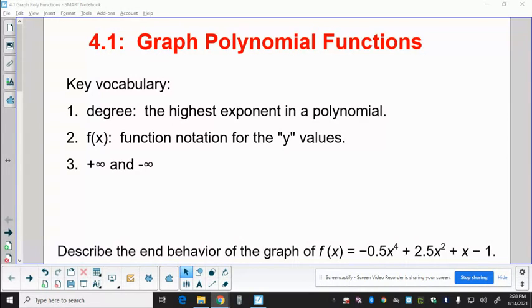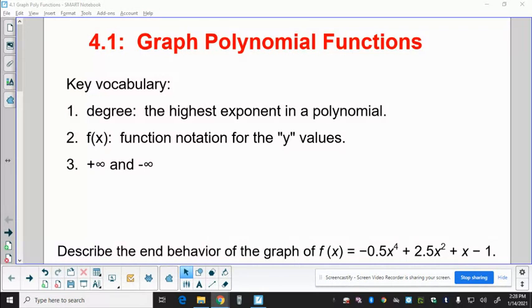First one, number one, the degree of a polynomial. So a polynomial is something that has many terms with it, like a monomial, binomial, trinomial, etc. Could have many terms, but the degree would be the highest exponent that you see in the polynomial. So remember that. Number two, just a reminder, f of x.